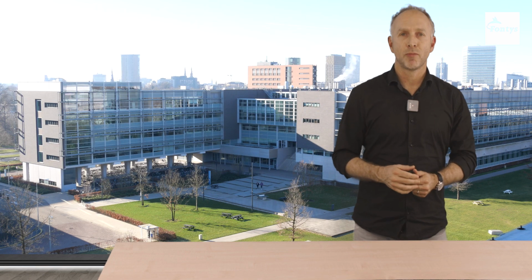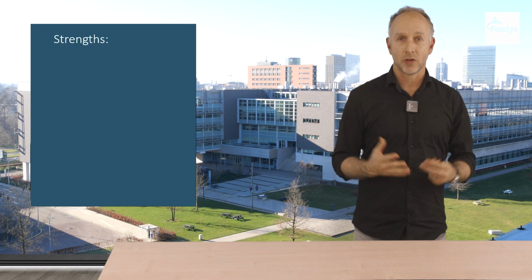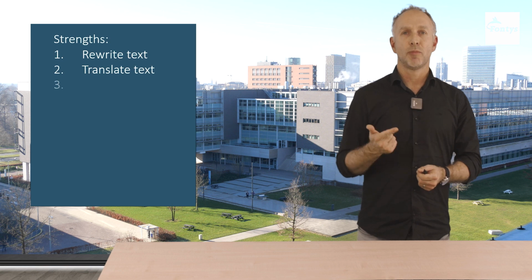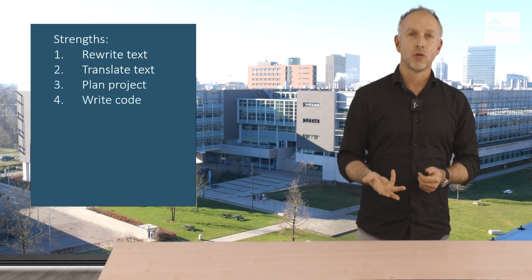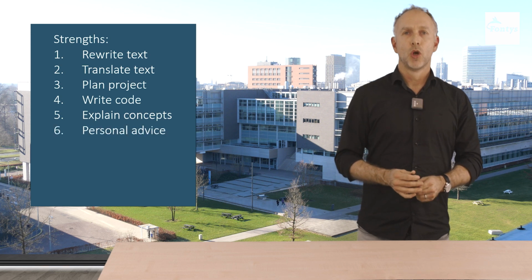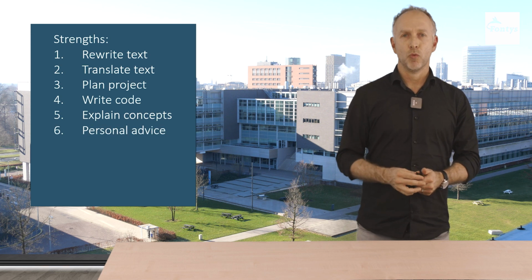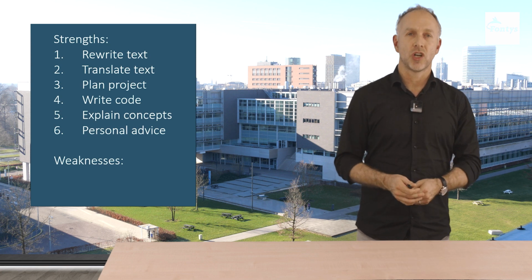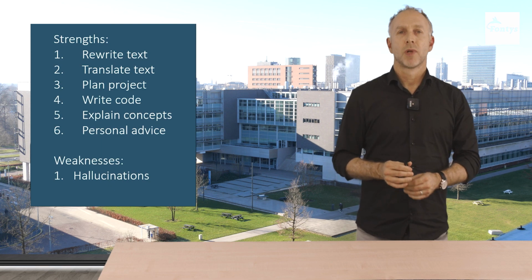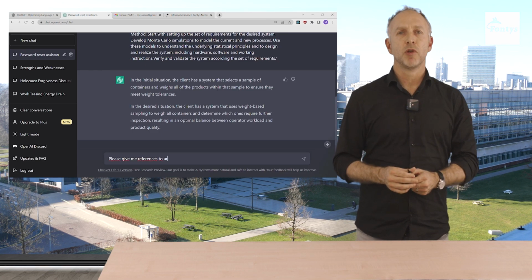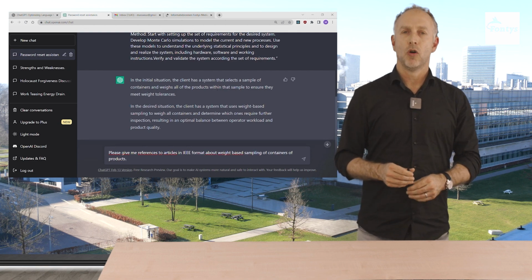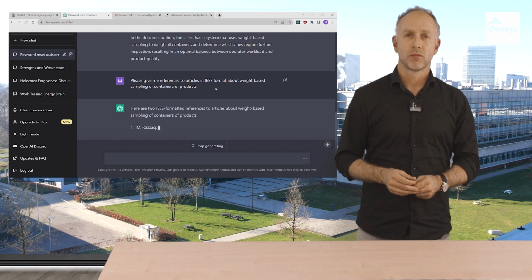We now saw examples where ChatGPT was able to help us rewrite text, translate text, help us plan our project, write code, explain concepts, and advise on personal dilemmas. We will now look at two examples of weaknesses or risks of using ChatGPT. The first is called hallucinations. We ask ChatGPT, please give me references to articles in IEEE format about weight-based sampling of containers of products.